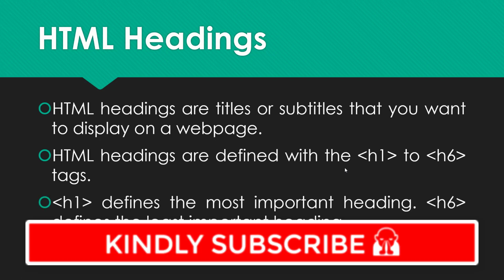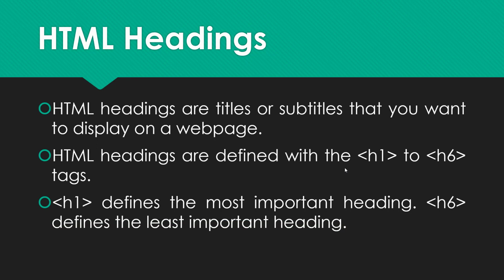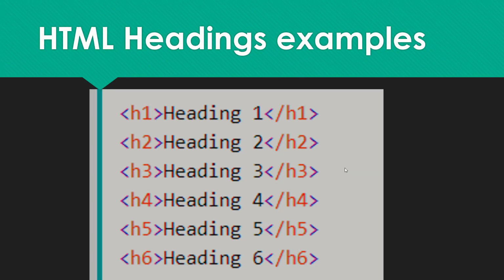The h1 tag defines the most important heading, and then the h6 tag defines the least important heading. As the headings go from h1, h2, h3 and so on, the importance decreases. So this is how HTML headings are. For example, we have h1, h2, h3, h4, and this one is the most important.